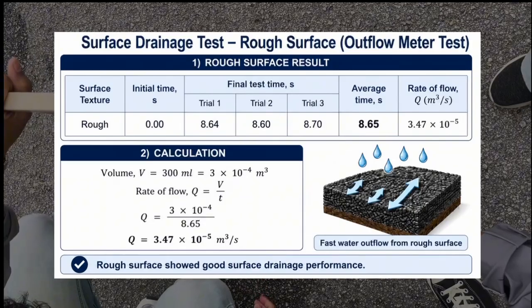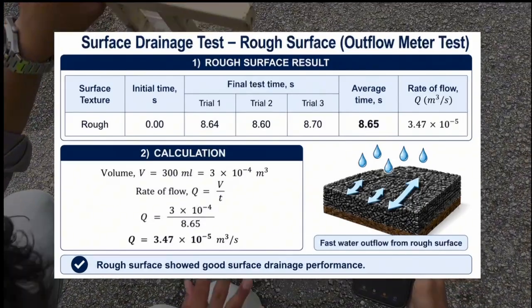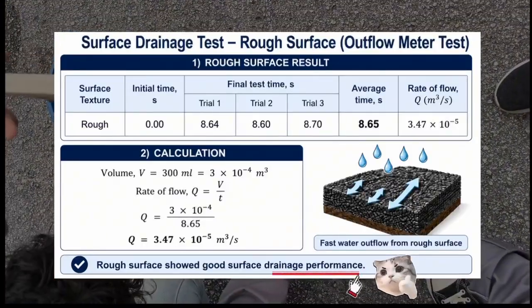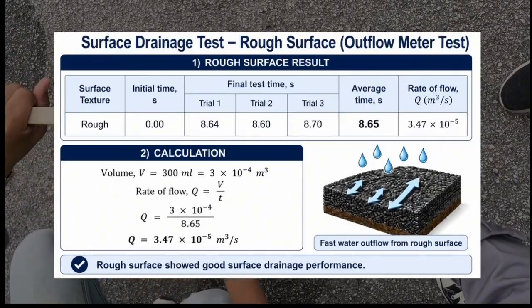Therefore, although there is no specific JKR limit for outflow meter flow rate, the result indicates that the rough surface has good drainage performance and can reduce water retention, ponding and hydroplaning risk during wet conditions.